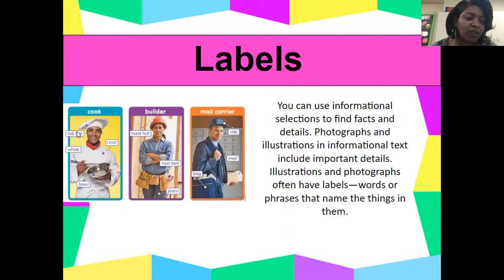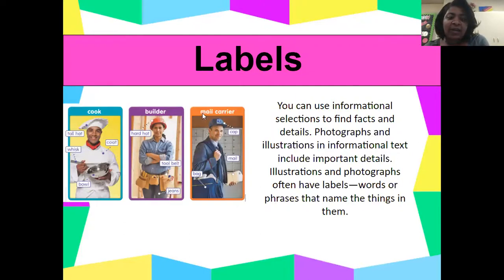So this is pointing out some of the details that we see in the picture. Like this is pointing to the tall hat. This is the coat. This is pointing to the whisk, which is what we use to mix things together. And this is the bowl. For a builder, some labels would be, this is pointing to the hard hat. So it's giving me more details and information about the picture. This is the tool belt, and these are jeans. That's the material that she might wear as a builder.